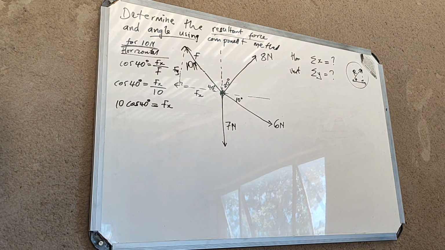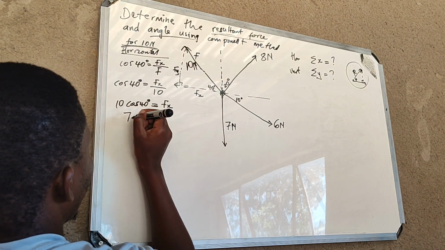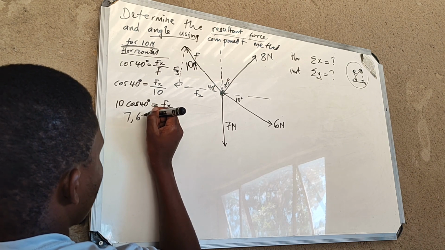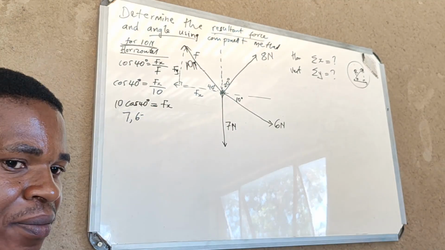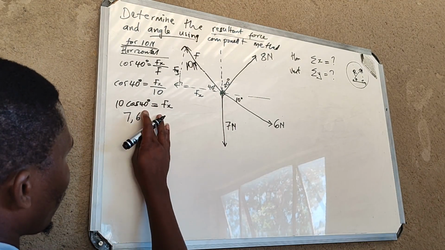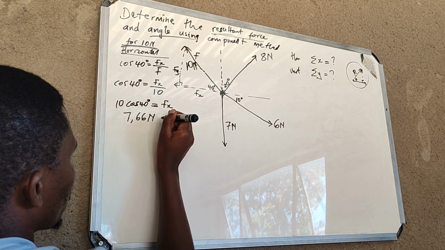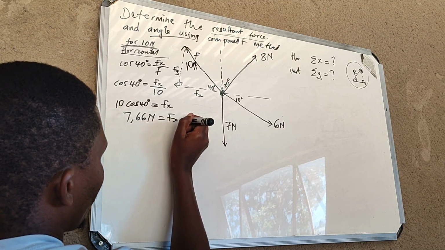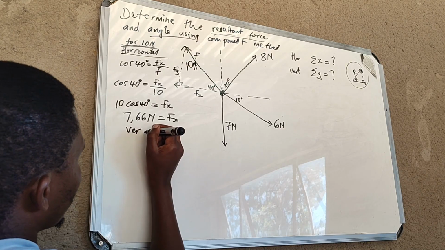So what do you get as the answer? 7.66 newtons is fx again. Now we're going to the vertical.